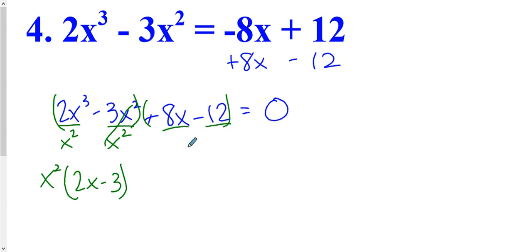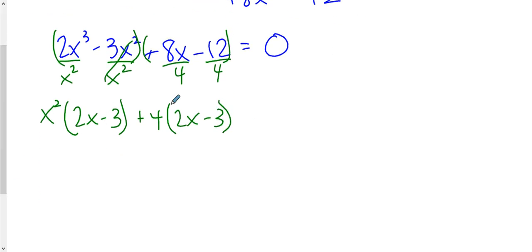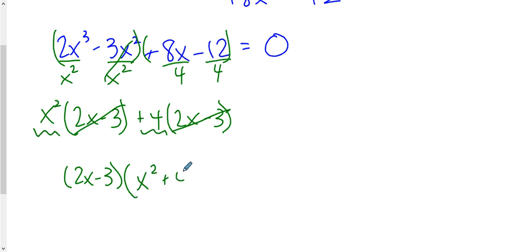Second set, my GCF between 8x and 12 is 4. I'm taking out positive 4, so I'm going to write plus 4. 8 divided by 4 is 2, and that x is hanging out. And then negative 12 divided by 4 is negative 3. Now I'm not done here with grouping. My sets of parentheses match as they should, so I write that one more time. And if I get rid of those, I factor them out, I'm left with x squared plus 4, and that's my other set of parentheses. These pieces now equal 0.